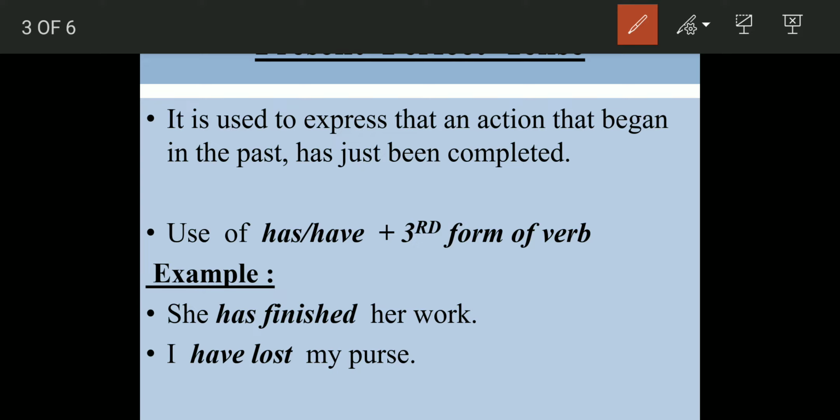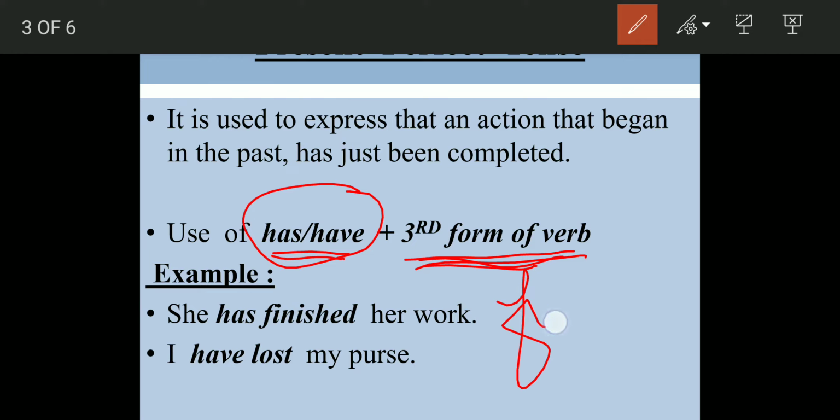And here we use has or have along with the third form of the verb, which we just saw. Whenever you see in a sentence the verb, you will change it into the third form. And if we are using has or have, that means it is present perfect tense. Let us see an example. She has finished her work. Here the verb is finish. So first you will change it into the third form. The third form is finished. So she has finished her work.